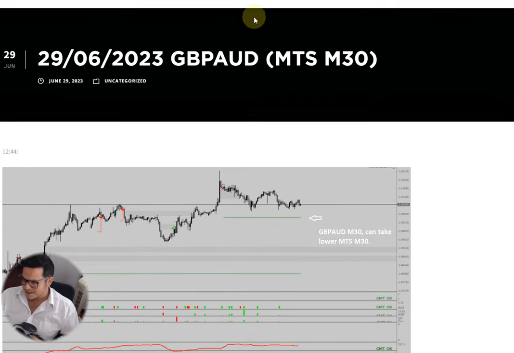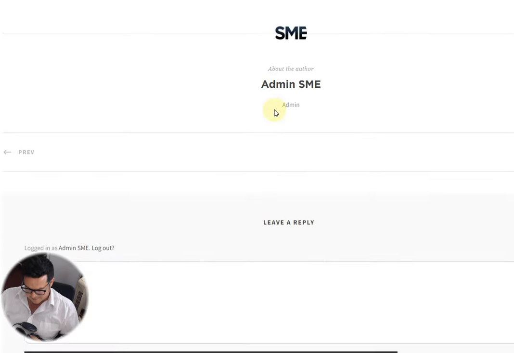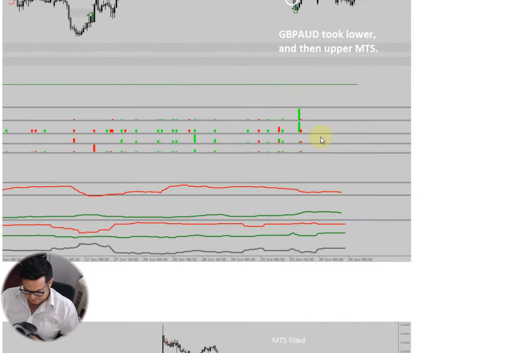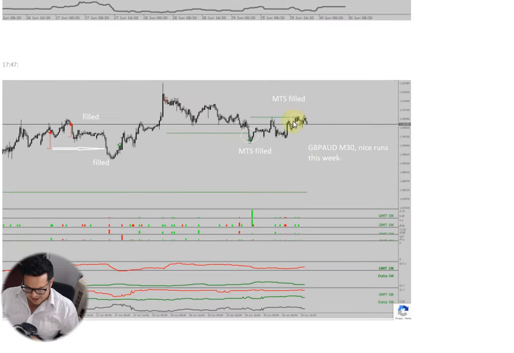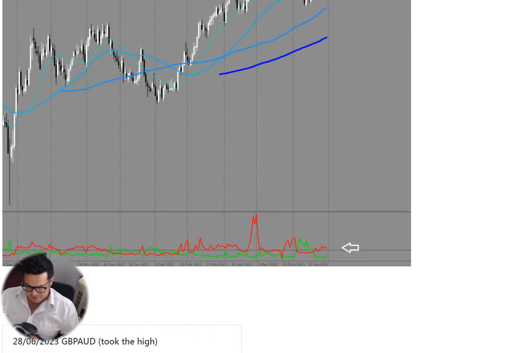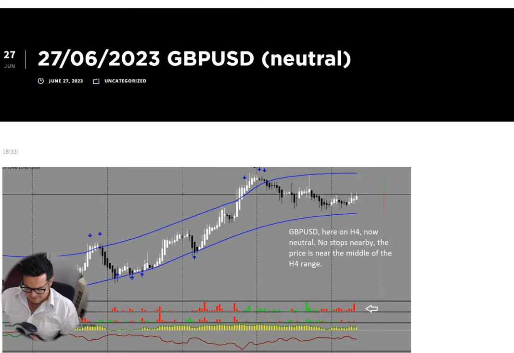Because guess what? This one got taken too. Okay? Boom. Took the upper one nicely. Right? 2 beautiful trades Pound Aussie has blessed us with. Just checking. Okay, right. Let's continue.